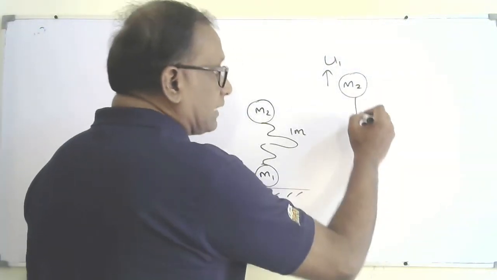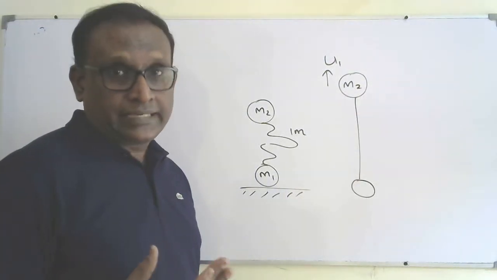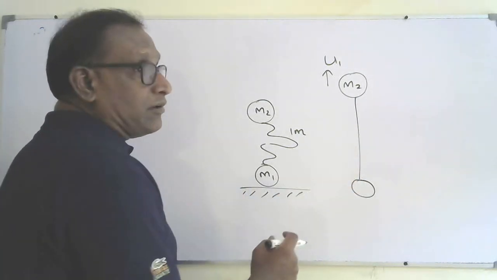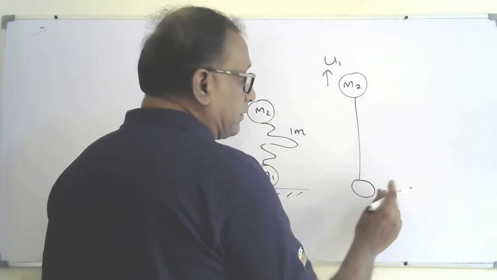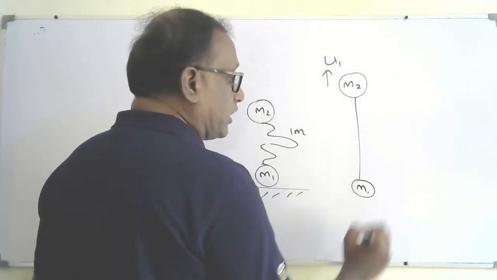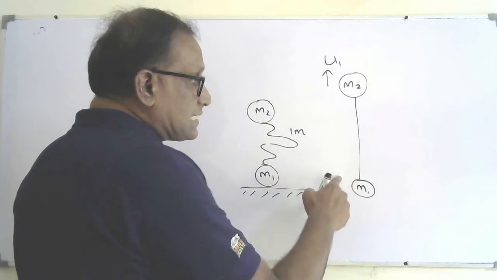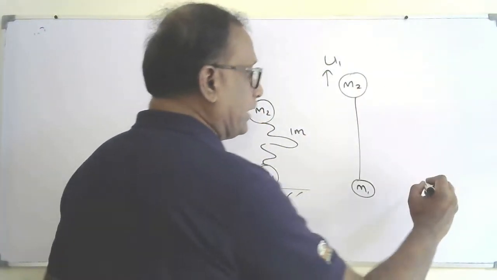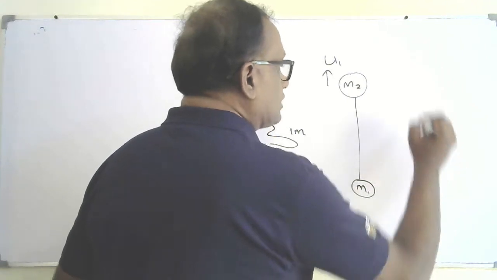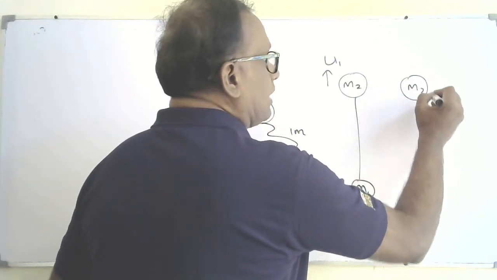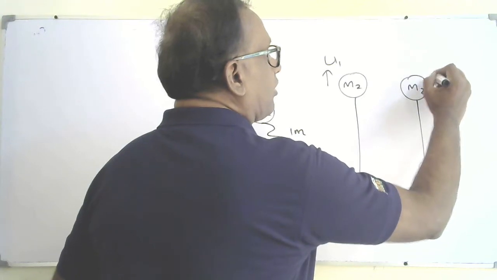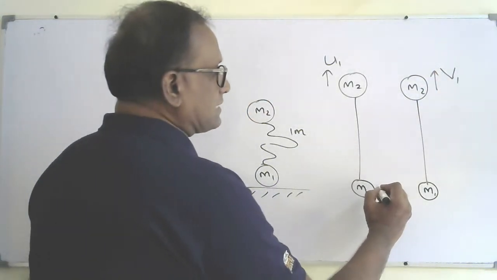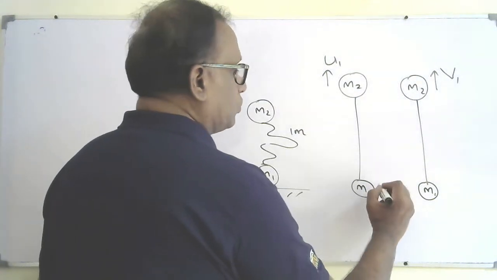But when the length of the string becomes 1 meter, when it returns to the original initial length, there will be tension on it. So it's going to pull the second sphere m1 also in the upward direction. Since the string is inelastic, when there is tension at that moment, both spheres will have the same velocity v1.